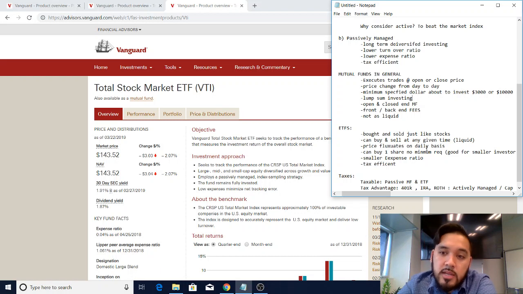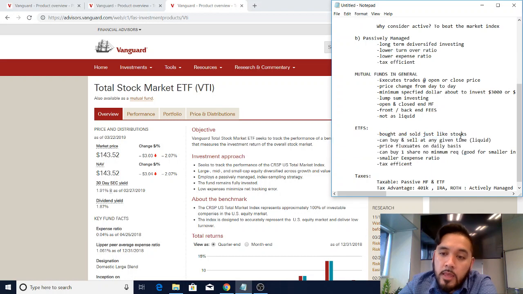And with that being said, ETFs are a lot more liquid since you could buy and sell at any given time. The price fluctuates on a daily basis, so during market trading hours, the price is always changing. And with ETFs, it's better for smaller investors because you could just buy one share of VTI at $143 as opposed to investing $3,000 for the mutual fund. So it's a lot better for smaller investors as opposed to lump sum investing.